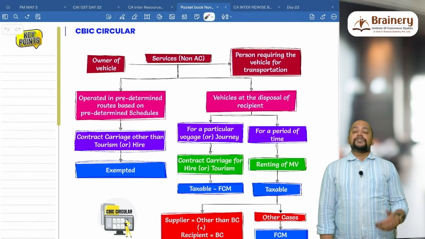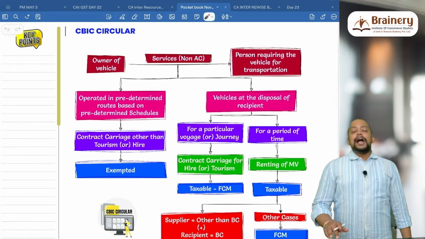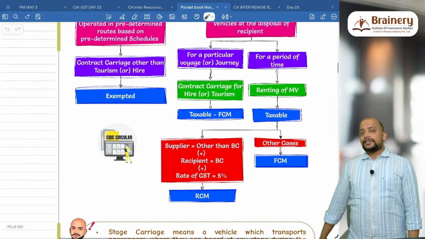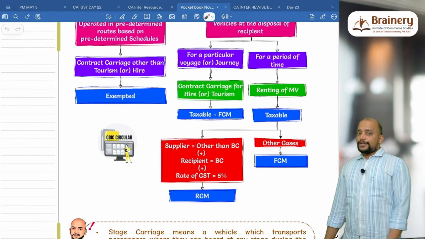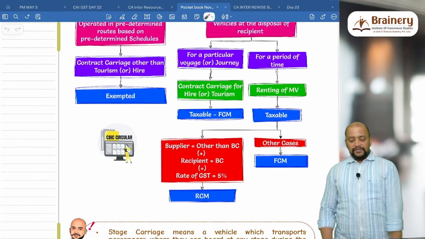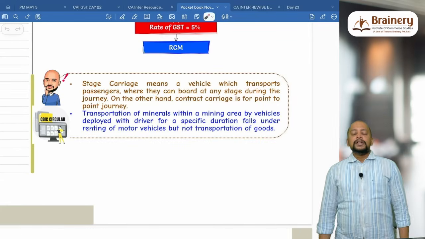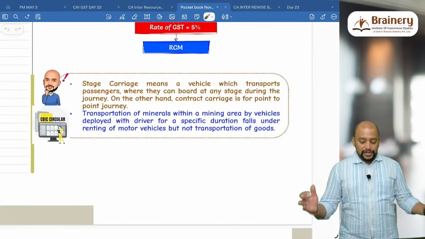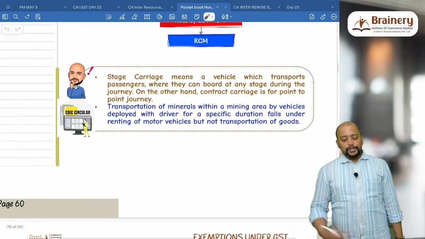Whereas if it is given for a period of time, then it will be renting a motor vehicle and it will be taxable. And we have 3 conditions. If all the 3 satisfied, then it will be RCM. Supplier should be other than body corporate, recipient should be body corporate, rate of GST 5%, then it will be RCM, otherwise it will be FCM. Stage carriage means a vehicle which transports passengers where they can board at any stage during the journey. That is what stage carriage is. On the other hand, contract carriage means point to point travel.